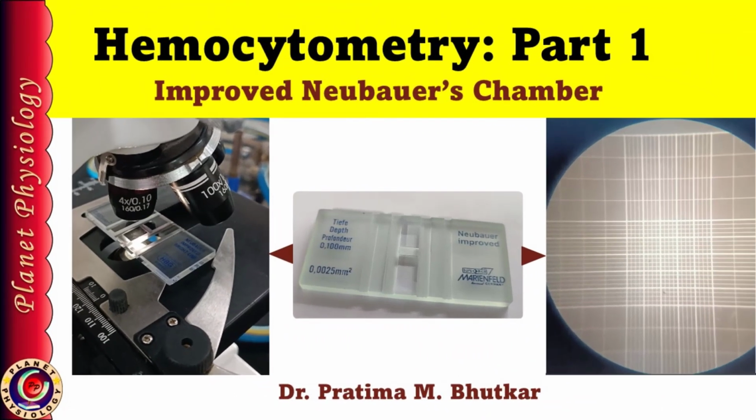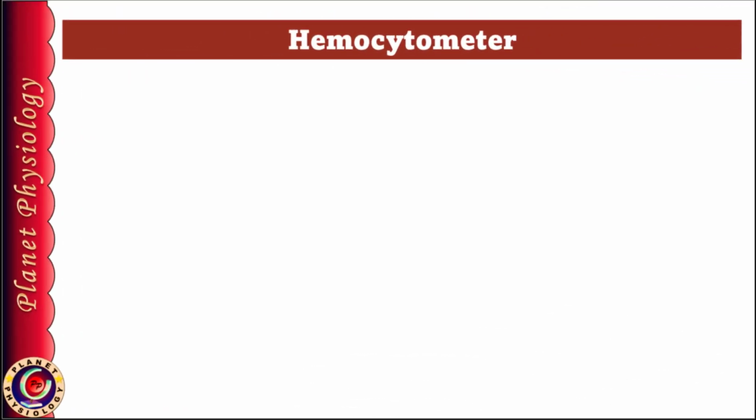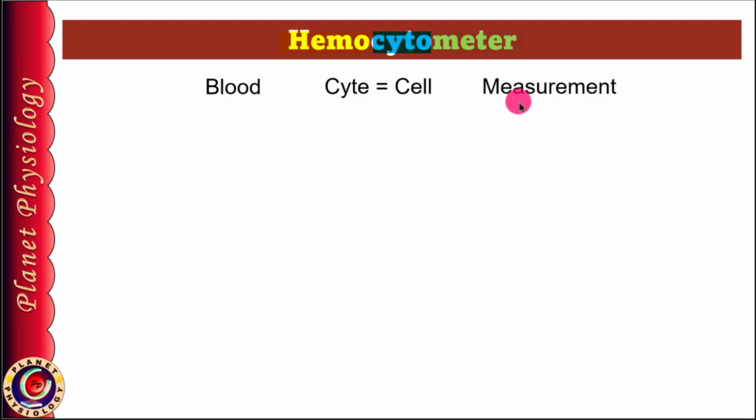In today's video, we shall be exploring the fascinating world of hemocytometer. The term hemocytometer comes from three roots: hem for blood, cyte for cell and meter for measurement. So, this apparatus is traditionally used to count blood cells, but it is also versatile enough to count sperms and culture cells in research settings.